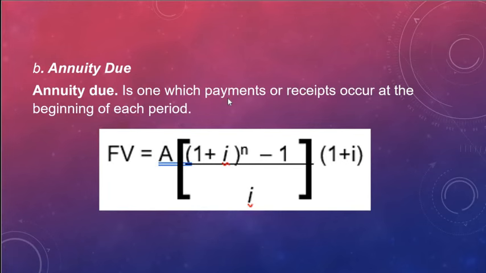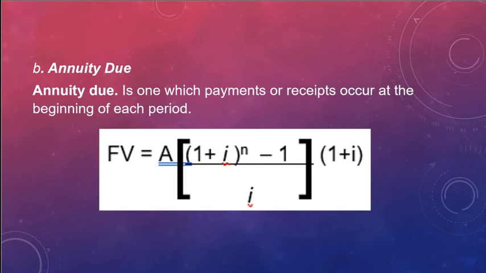So, kung ang period covered ay isang taon, January 1 until December 31, ibig sabihin, nagbayad siya agad sa January 1 pa lang. Okay? So, this is the formula to compute the future value. That's A, or annuity, times 1 plus i raised to the power of n minus 1 over i, times 1 plus i. So, that's your formula for the annuity due. Parang advance siya, no?